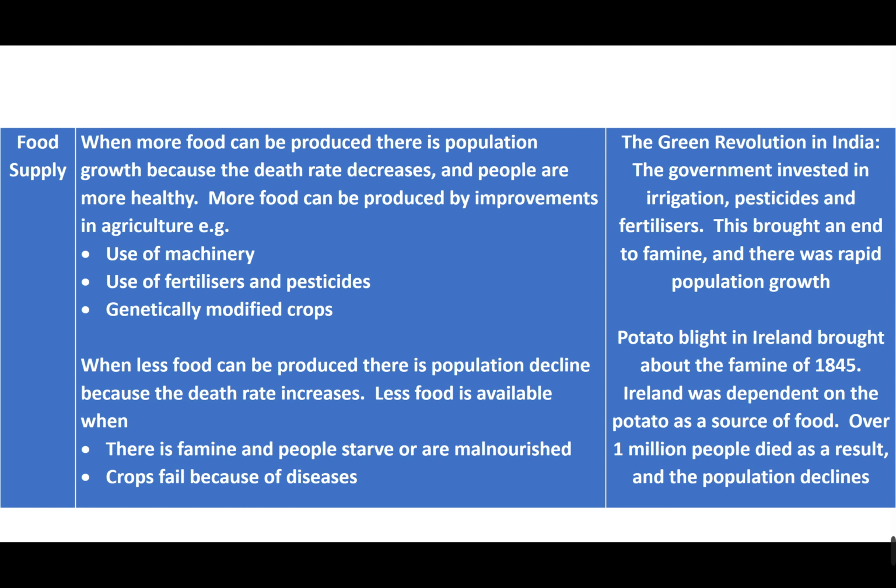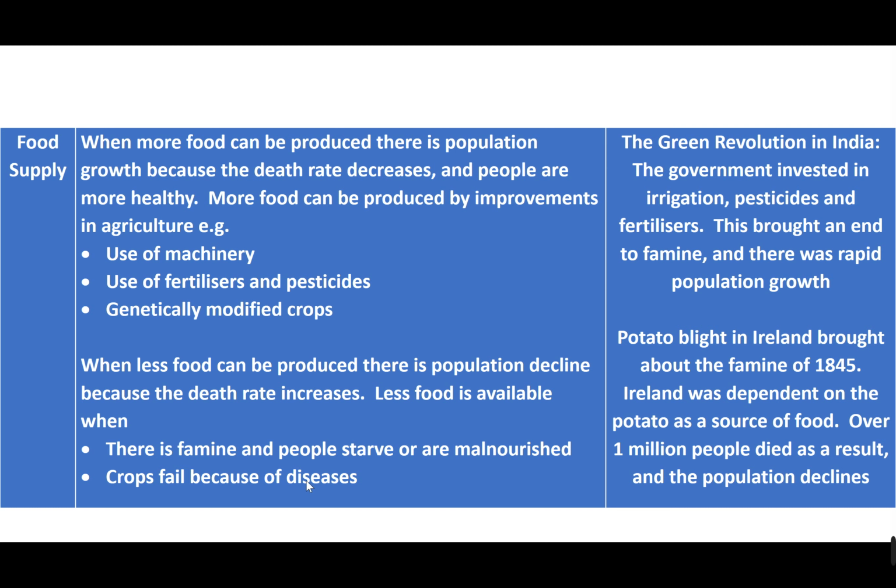The opposite side of that is when less food can be produced, the population declines because the death rate increases. Less food is available when there's a famine and people starve or they're malnourished. Malnourished means that they're not getting enough food. If they're not getting enough nourishment and nutrients, then their immune system is compromised and they will die from other diseases. Obviously, if there's famine, people die from starvation.